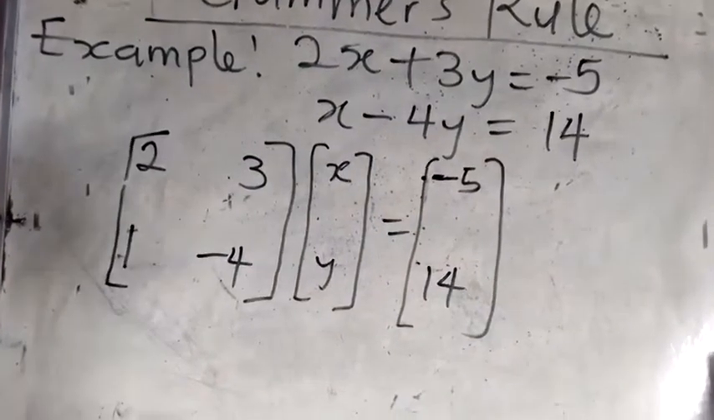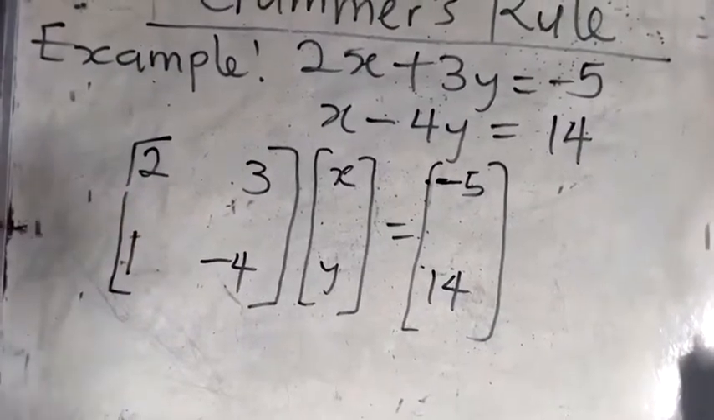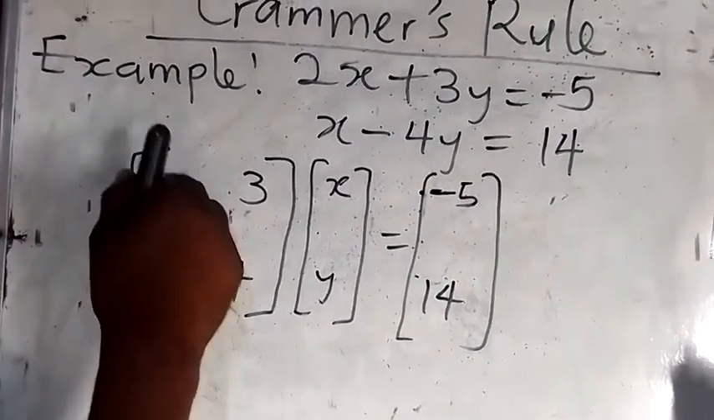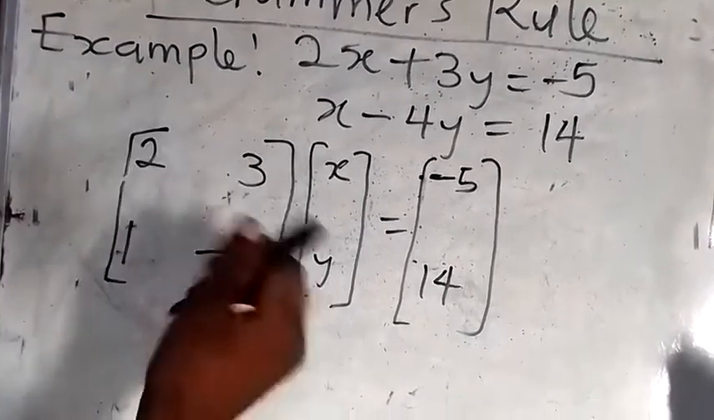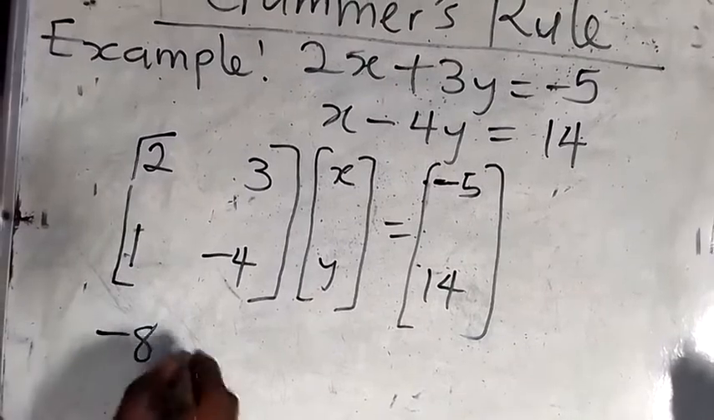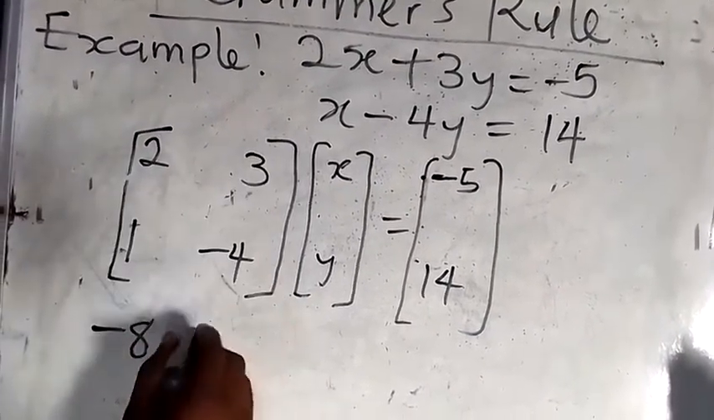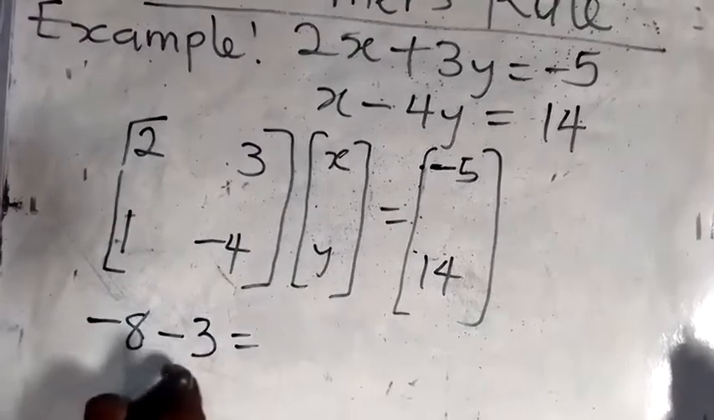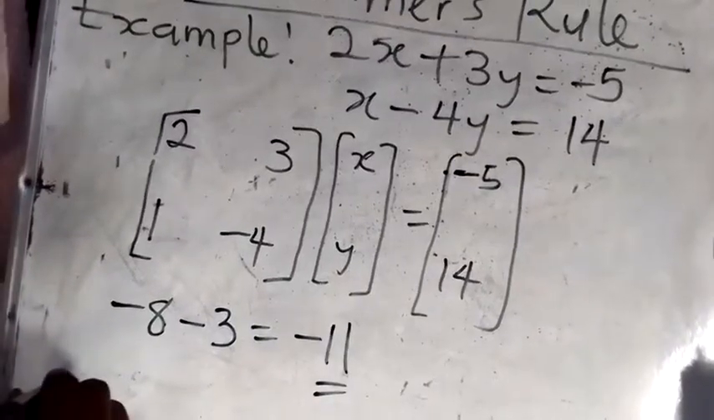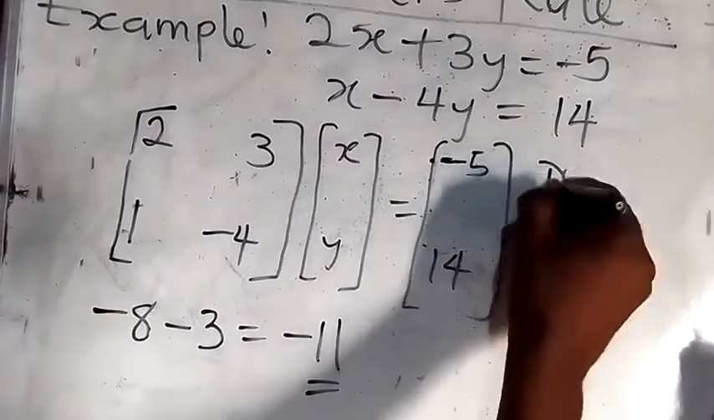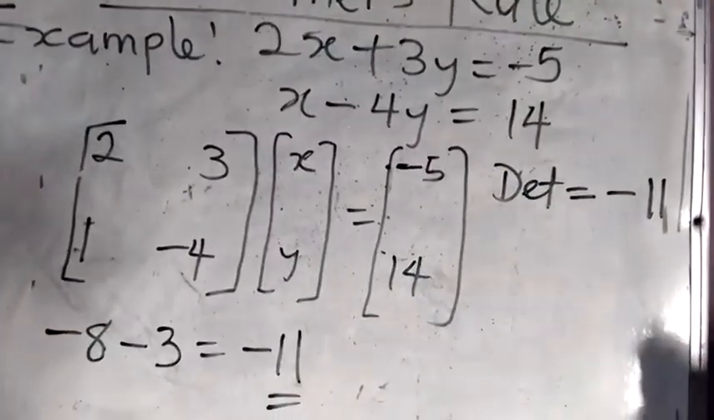Now the next thing to do is to find the determinant of this 2 by 2. How do you find the determinant of a 2 by 2? Like I told you, you multiply the principal diagonal first. This is what we call the principal diagonal. So that is 2 times minus 4, minus 8. You subtract the other diagonal: 1 times 3 is 3. So minus 8 minus 3 is minus 11. So the determinant is minus 11. Don't forget, the determinant equals minus 11. You can write it somewhere.